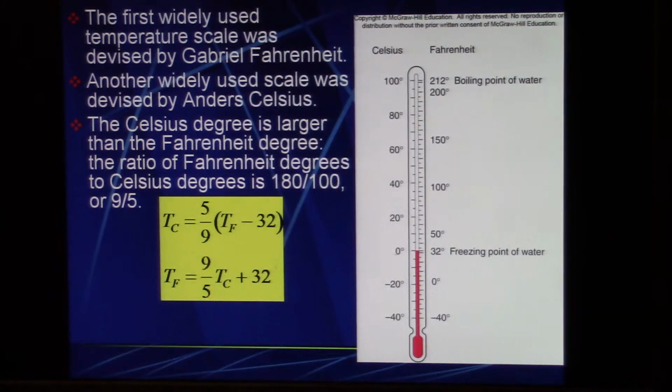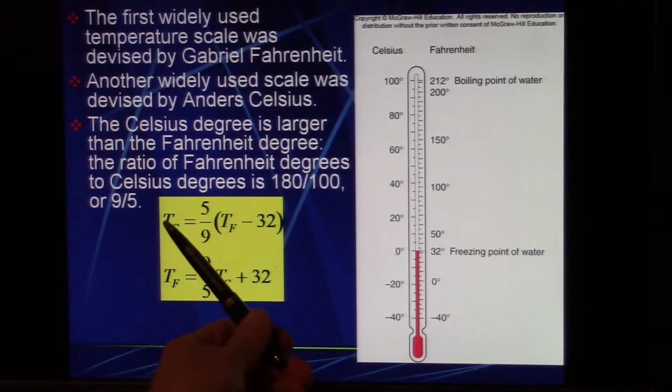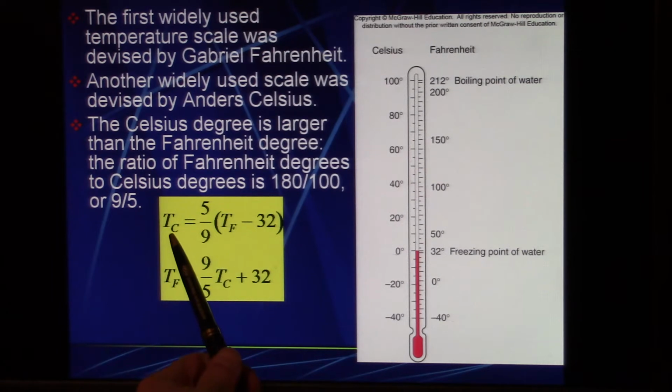They use water because there's water everywhere. Humans are used to water, so they define those temperature systems based on water. Now, here's something you're going to have to be able to do for the test: convert between temperature in centigrade and temperature in Fahrenheit.